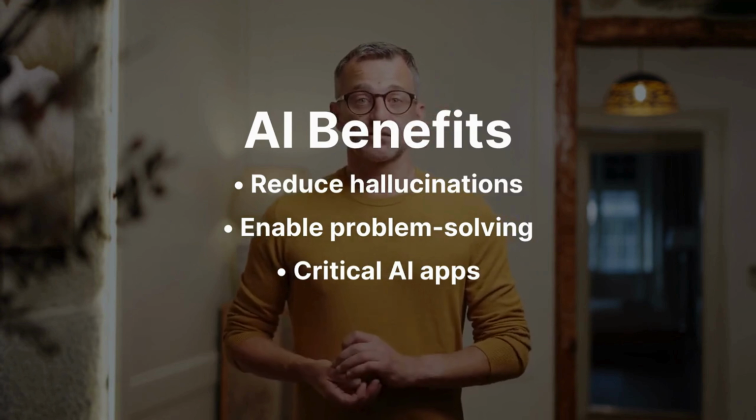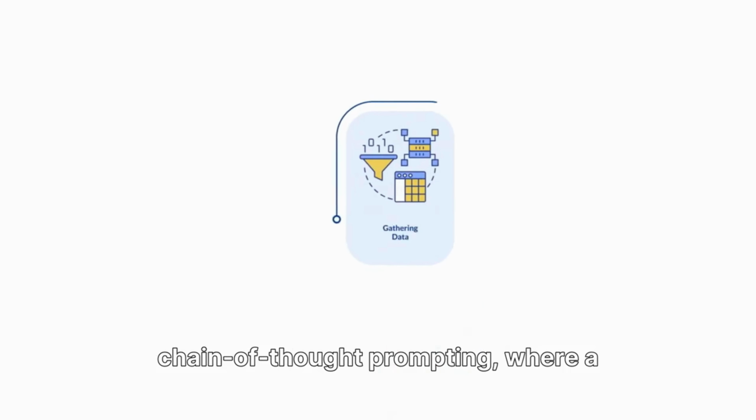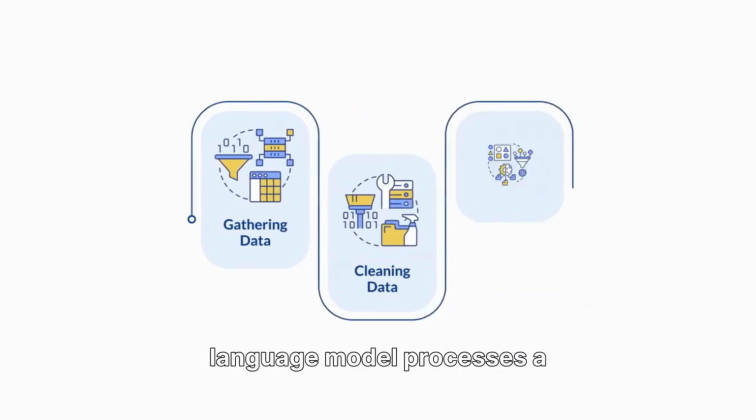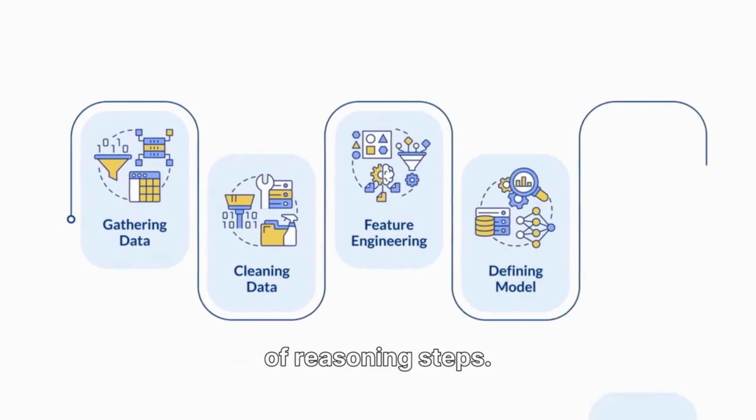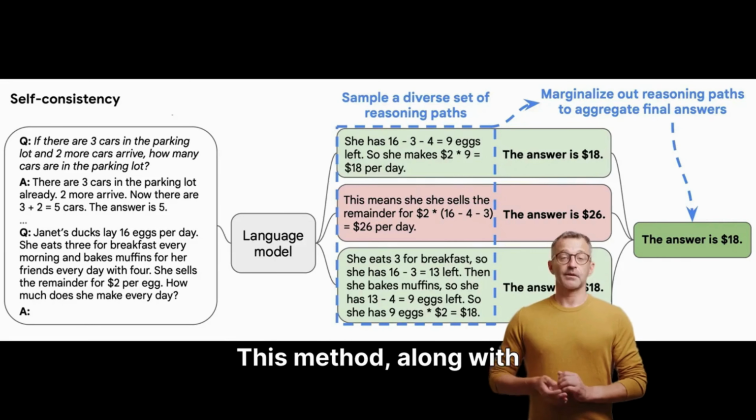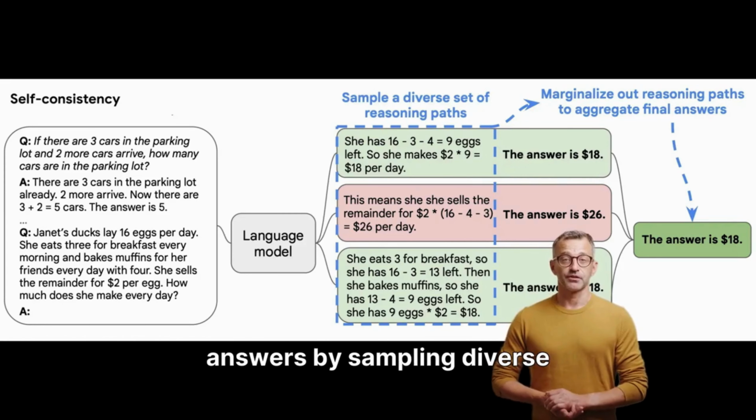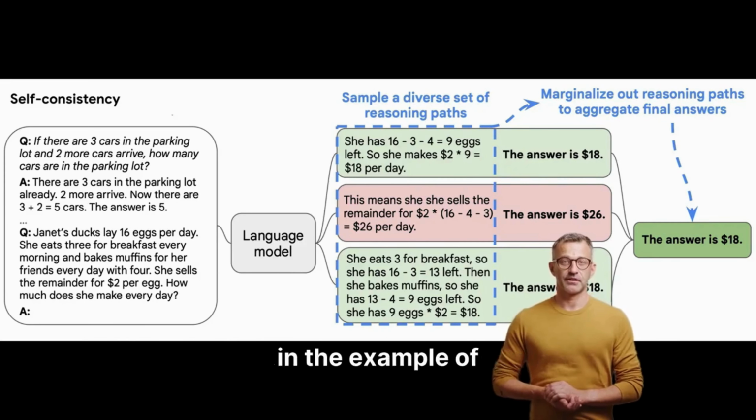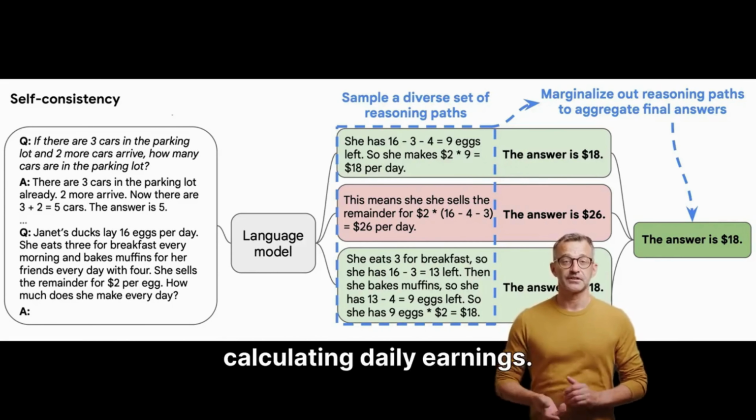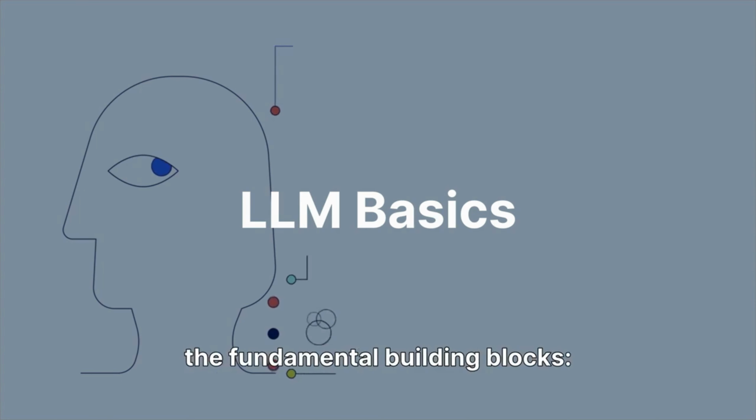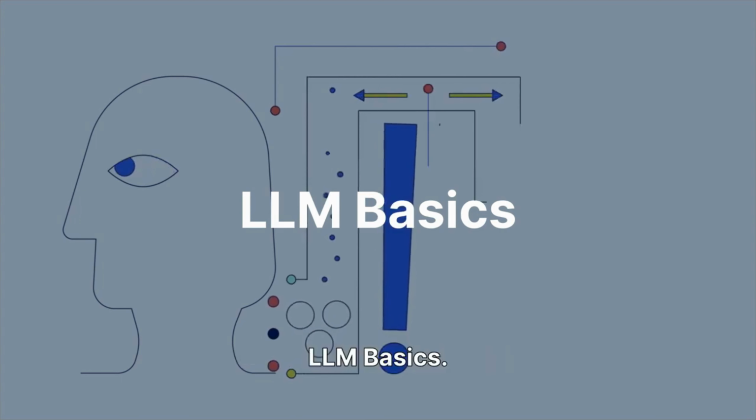business applications. Consider the example of chain-of-thought prompting, where a language model processes a prompt through a series of reasoning steps. This method, along with self-consistency, helps aggregate final answers by sampling diverse reasoning paths, as shown in the example of calculating daily earnings. Now, let's delve into the fundamental building blocks, LLM basics.